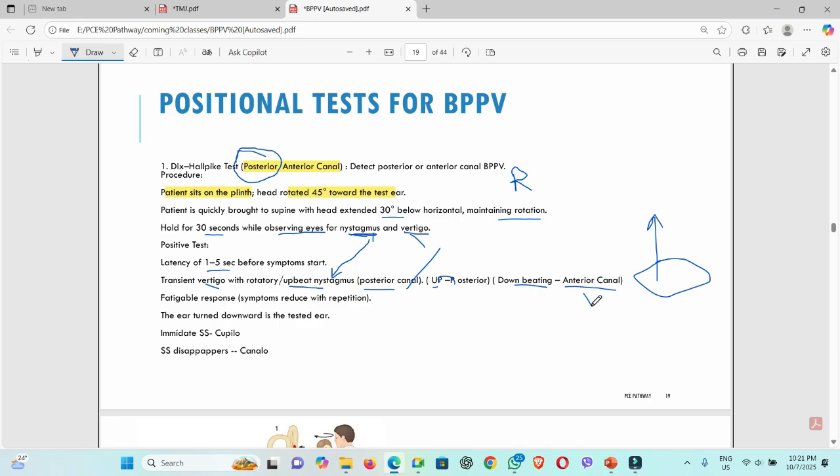If it is downbeating, then the anterior canal is affected. Fatigable response means symptoms reduce with repetition. The ear turned downward is the tested ear. So if signs and symptoms are immediate, we will say cupulolithiasis, right? If signs and symptoms disappear late, we'll call it canalolithiasis.